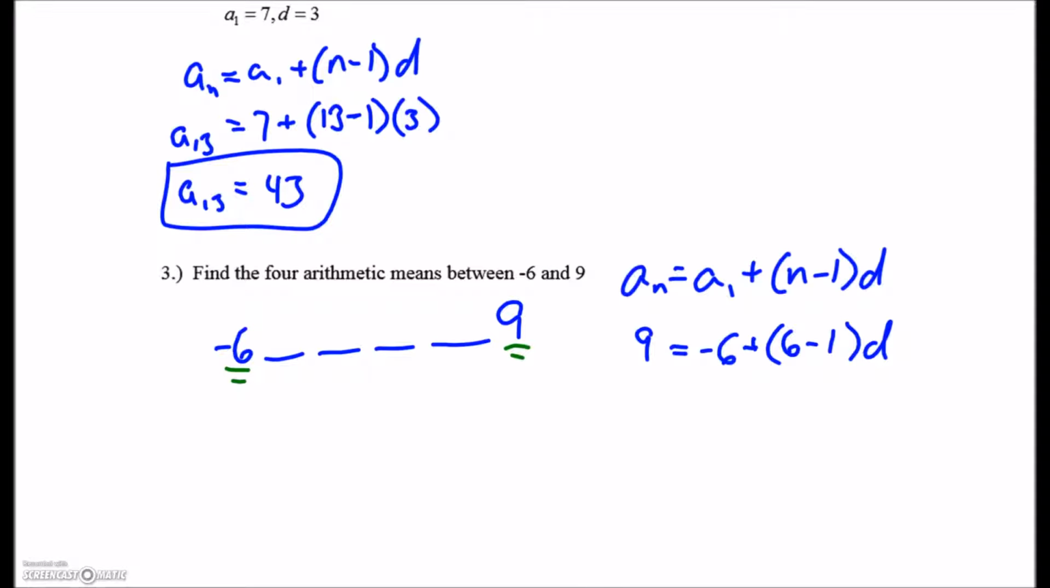And I just have to simplify this and solve for d. So here I've got a negative 6. Inside the parentheses, that gives me a 5, so I have 5d. And now I'm going to solve this thing. I'm going to add the 6 to each side. That gives me a 15. And then I divide each side by the 5.